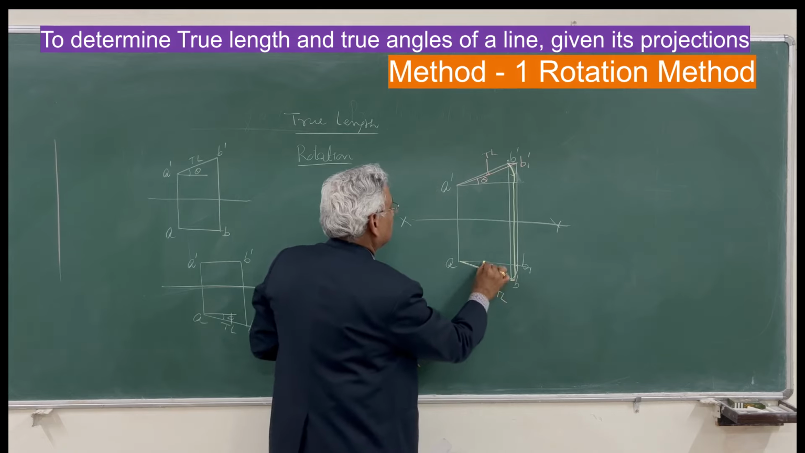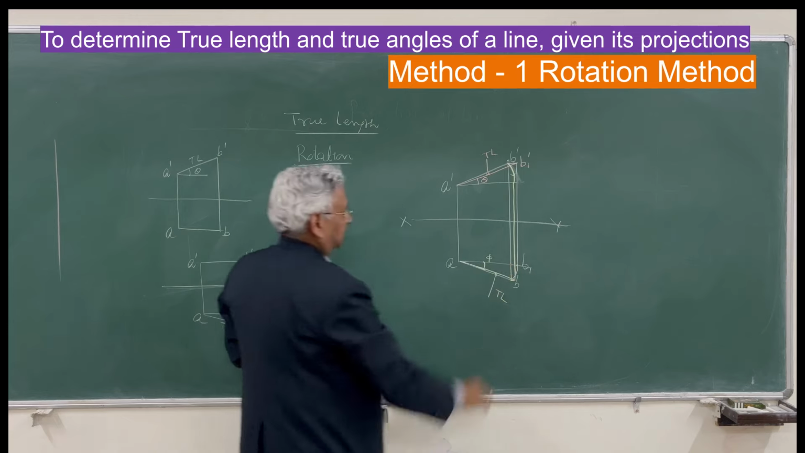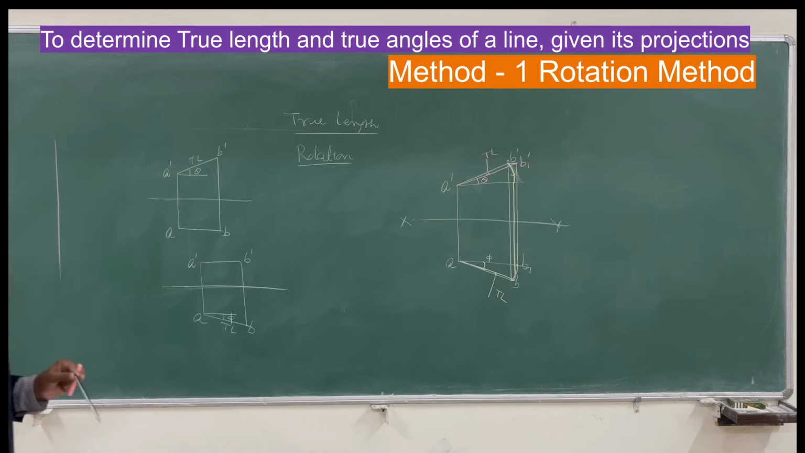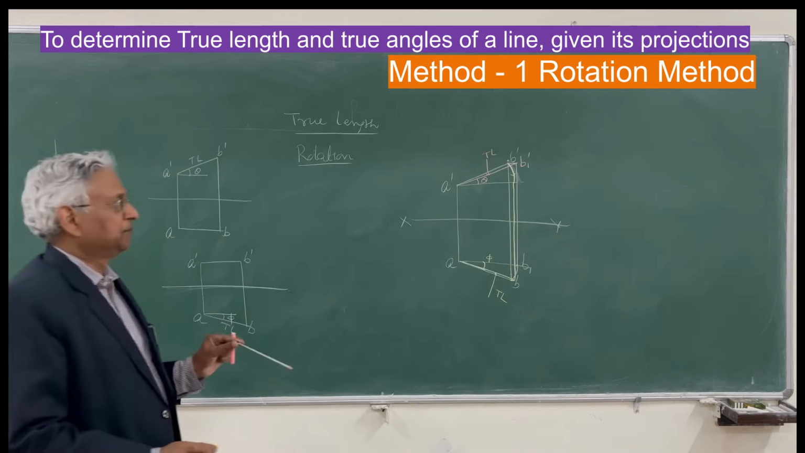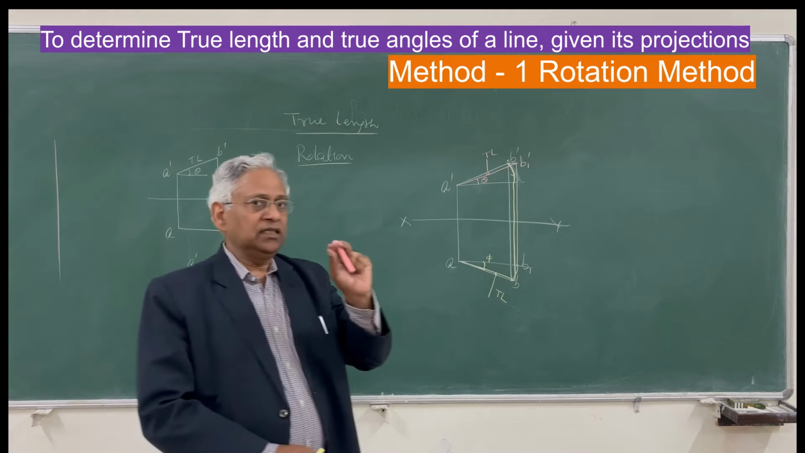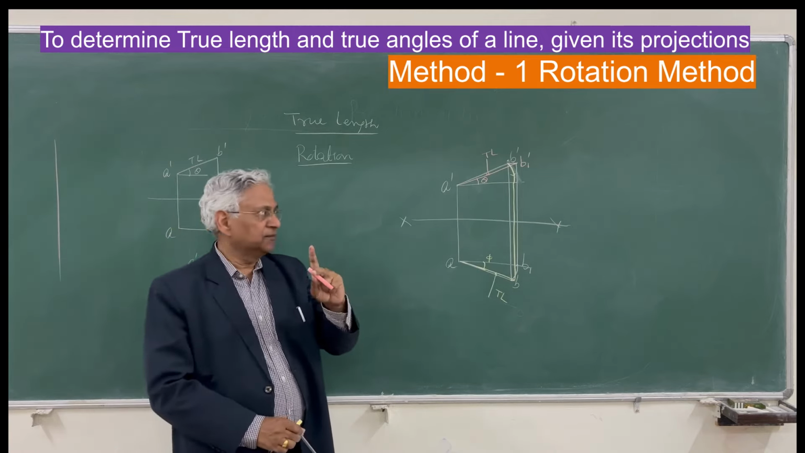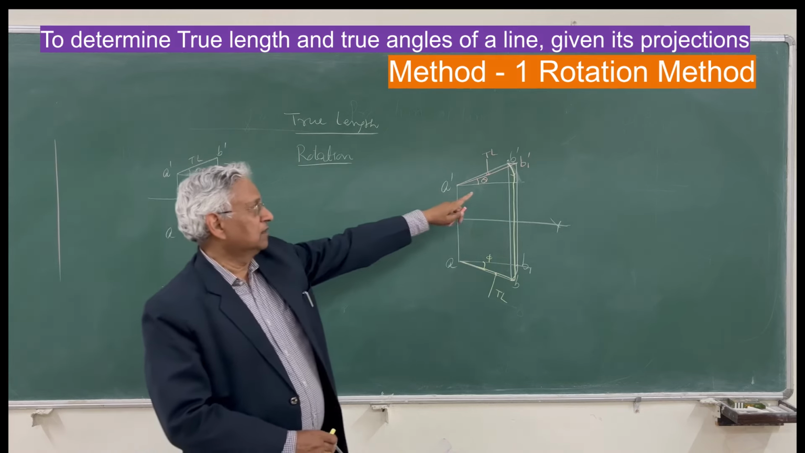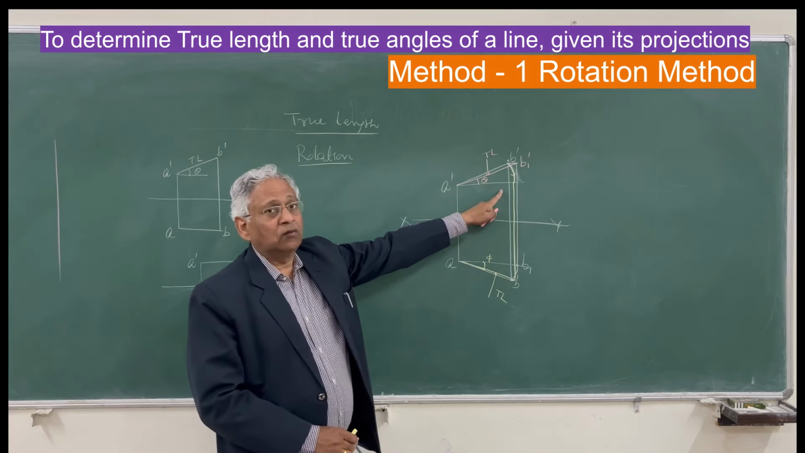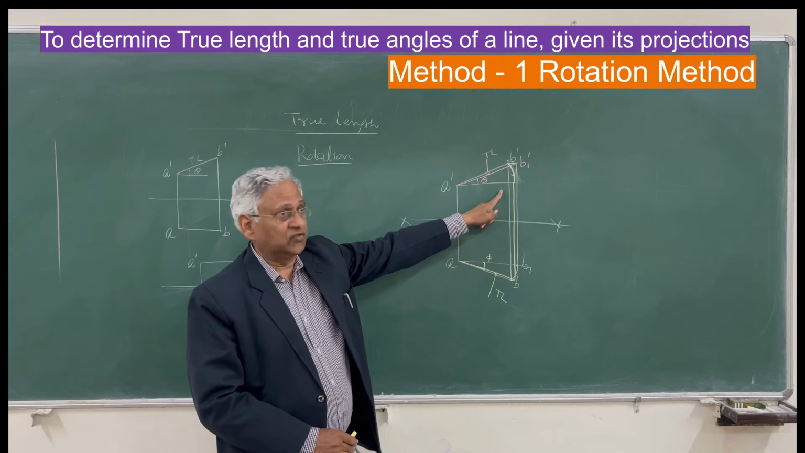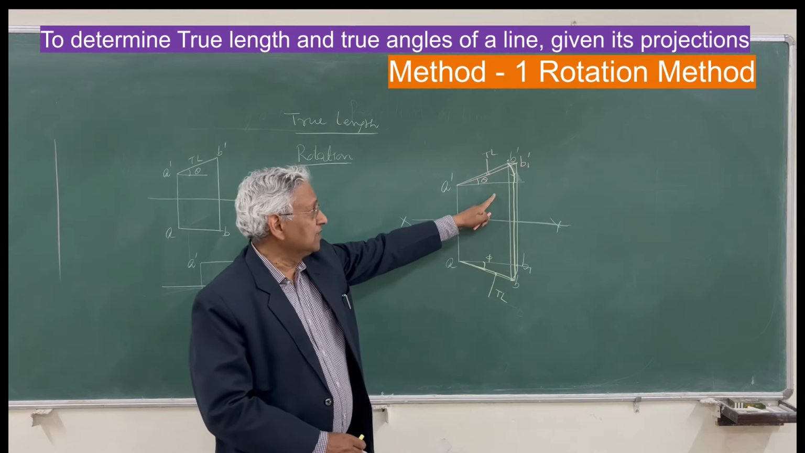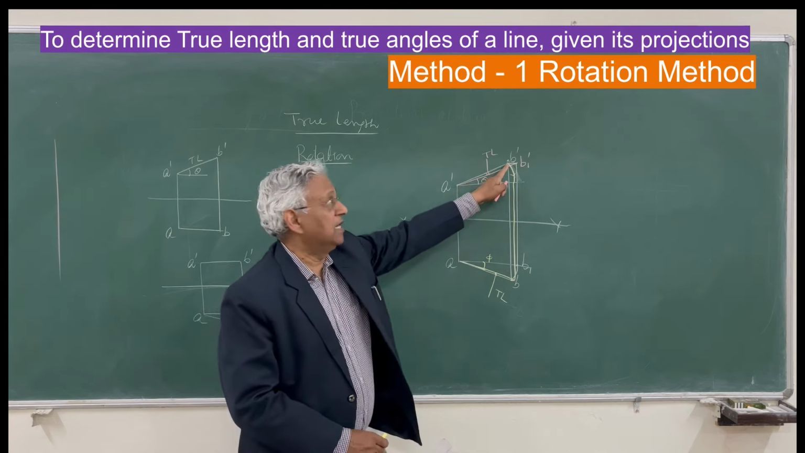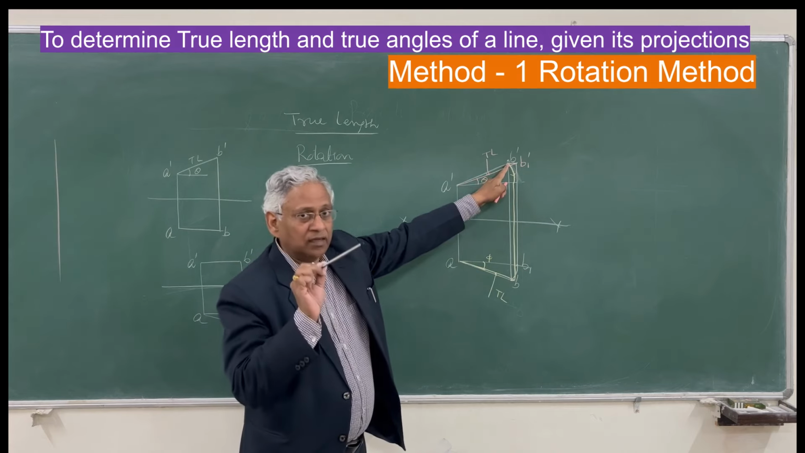And this will be true angle phi. That is called rotation method. One thing you should remember is that by rotating this line, we are changing the angles, and therefore this method cannot be used to find the traces because the trace will change. If you want to find the traces, you should start from A dash, B dash, the original plan and original elevation.